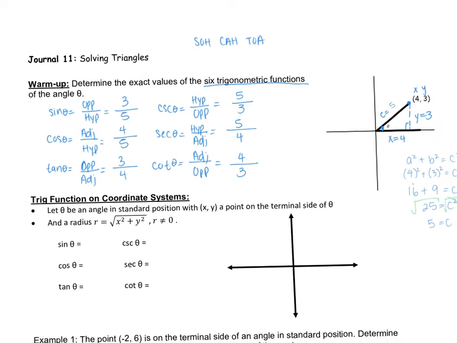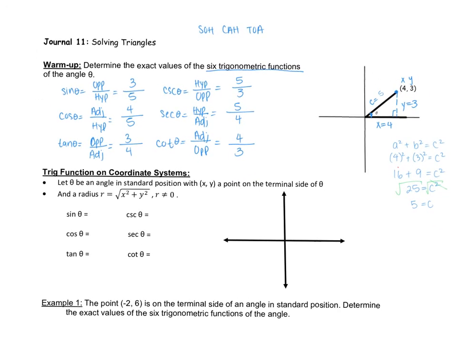And so that's how we can take a coordinate. If we're given a coordinate, we can form that into a triangle. Basically, just plot your coordinate like that and make a line that connects the origin to the point, and you should be able to make a triangle.